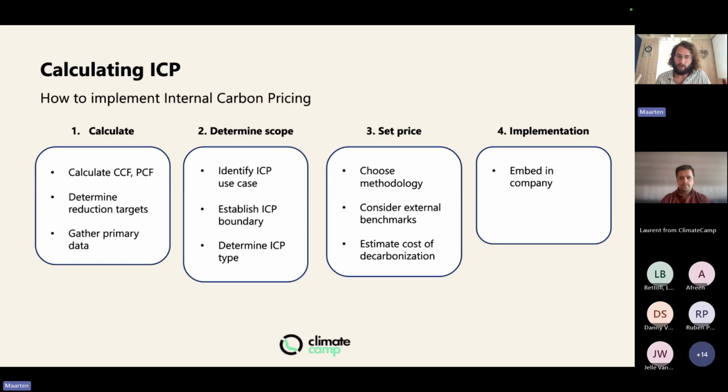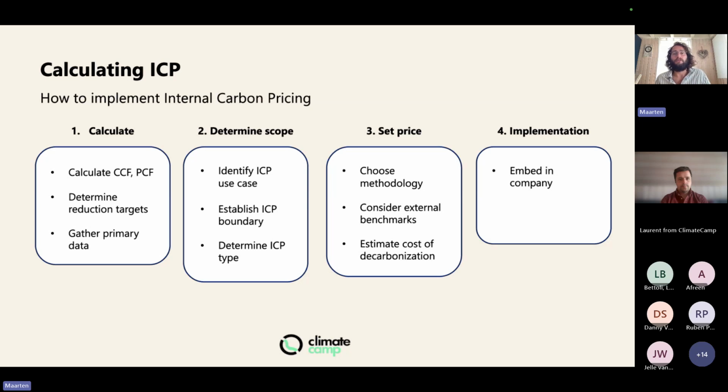And you should also gather primary data because for investments in scope 1 and 2, for example, projects like laying solar panels or changing cars to electric cars, you have a very good view of the costs. Whereas for the costs related to your supply chain, you will need primary data because you are lacking the PCF information for the products you are purchasing to make a good estimation of what your internal carbon price will be.